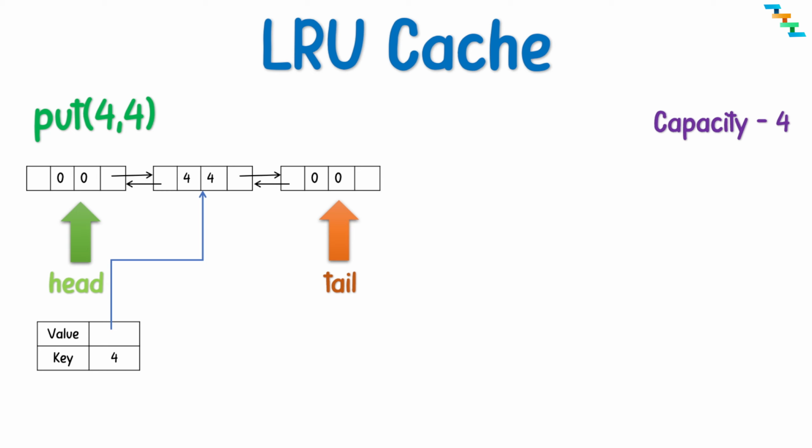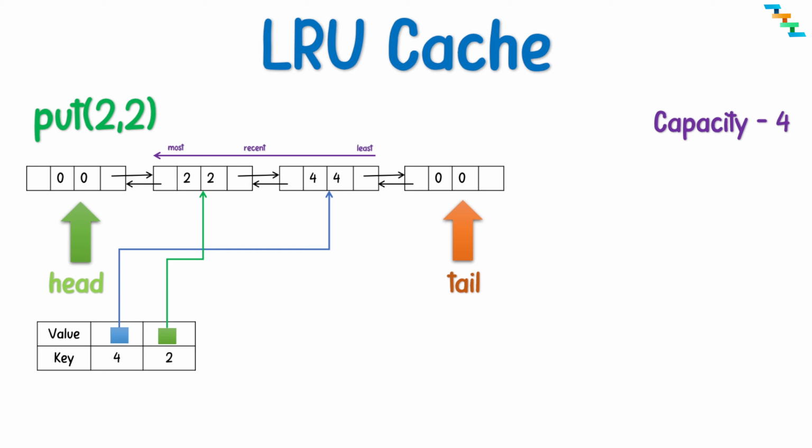Now we will add the second entry, key 2 and value 2. We will check if the key exists in the hash map. No, the hash map does not have this key, so we will create a node object with key 2 and value as 2. Then we will add this node right after the head.